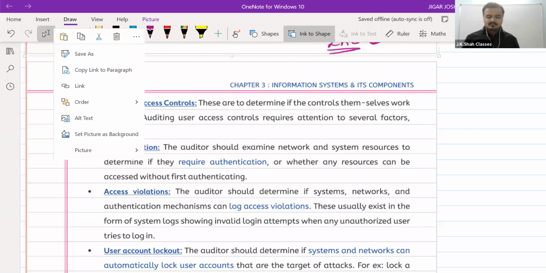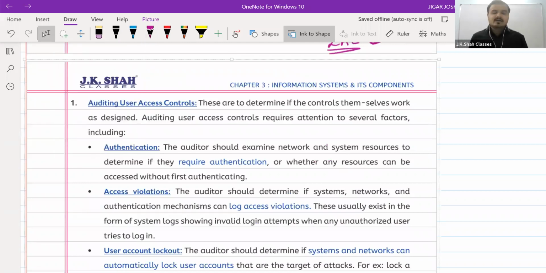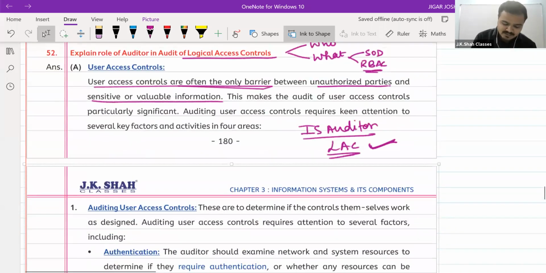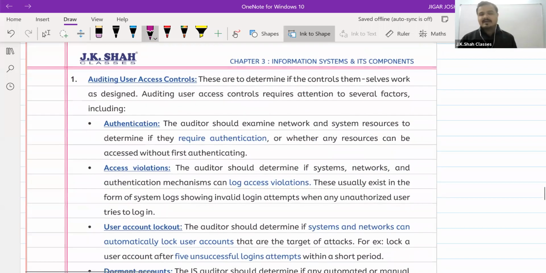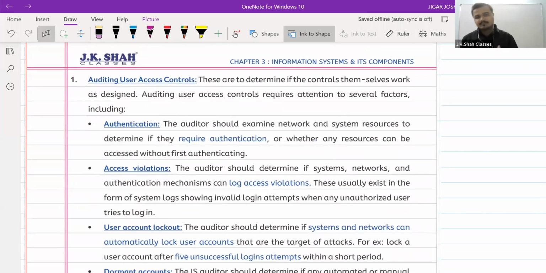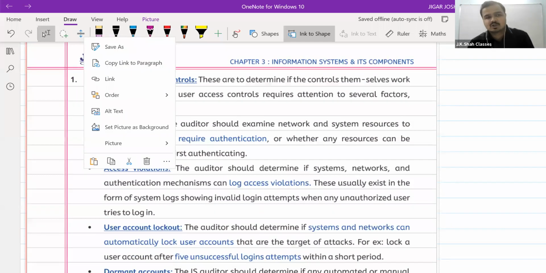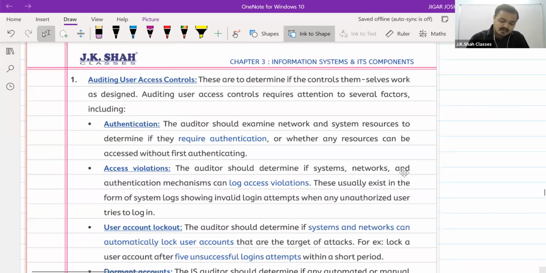So here, people, we are going to refer to the two most important things. How many important things? Two. Number one, which we had started, is called user access control, in which four things we are going to refer to, one by one. I'll keep giving a few examples to you also, which are very important. Okay. Yes, sir. Auditing user access control.